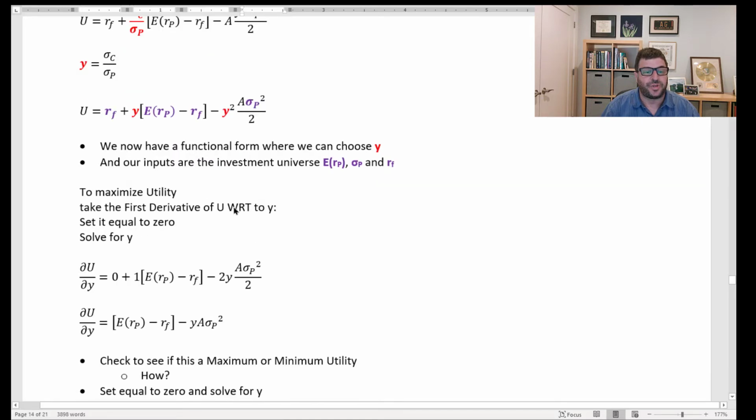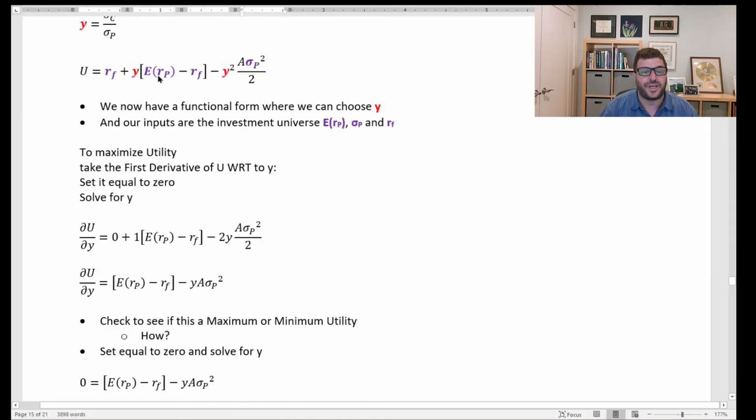So my investment universe is defined by the risky asset's return and risk, and the risk-free asset return, and my choice. And so I have a functional form where I can choose Y, and our inputs are just this investment universe, which is given. And so to maximize the utility, I need to take the first derivative of U with respect to Y, set it equal to 0, and then solve for Y.